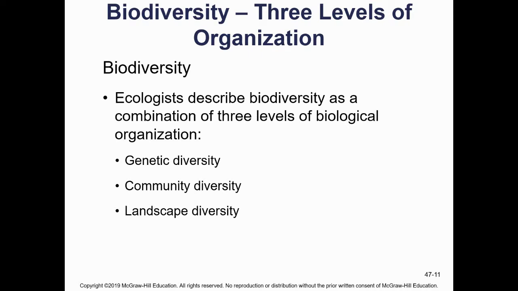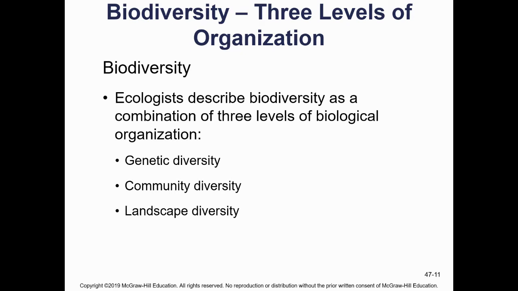When we look at biodiversity, we can look at 3 different levels of organization. And remember we talked about atoms form molecules, molecules form our organelles that form our cells form tissue, and on up. We have these levels of organization where we can look at biodiversity on different scales.